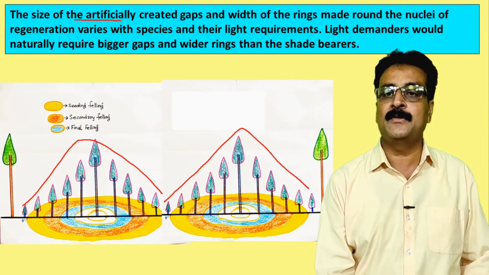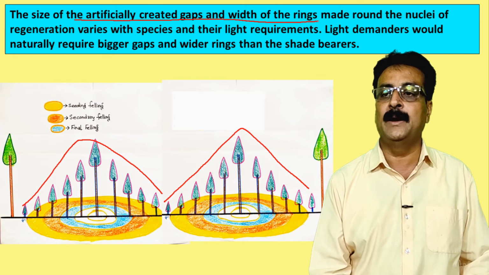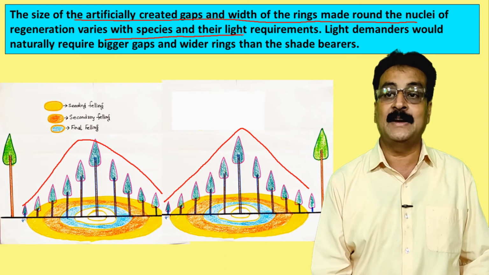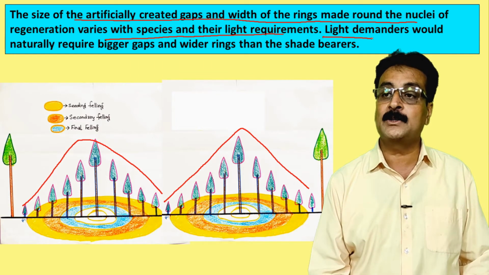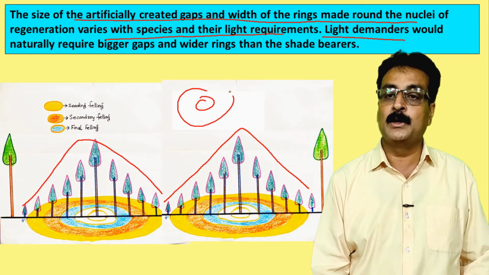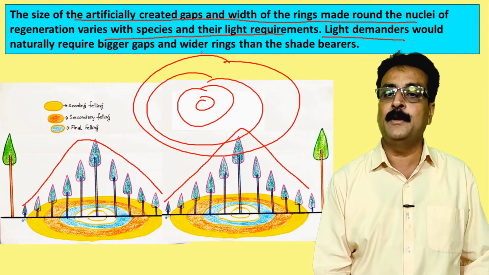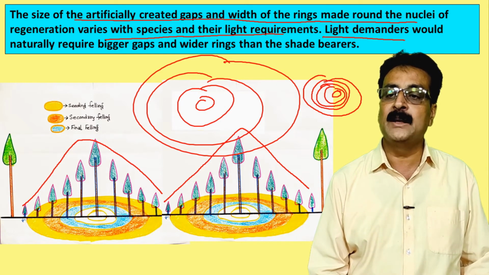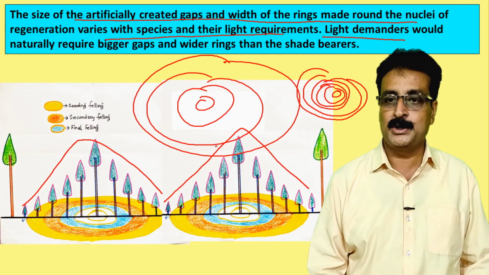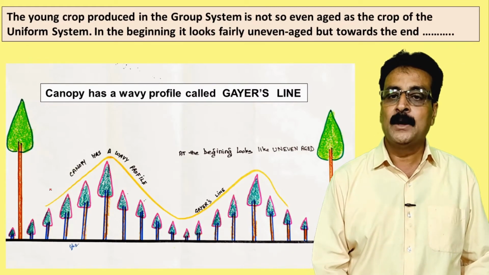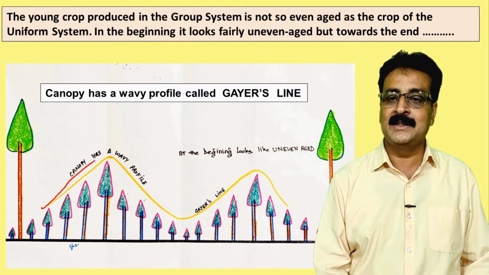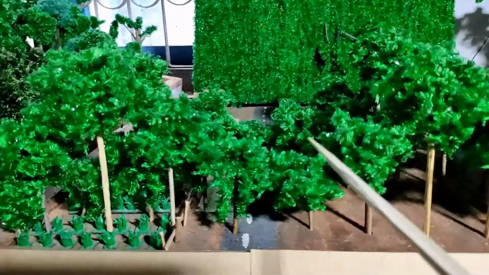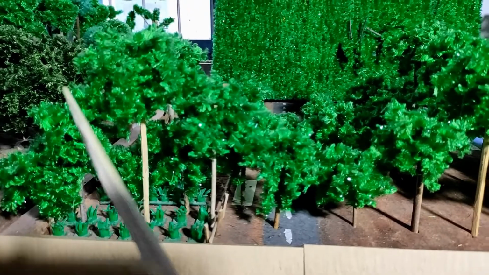The size of the artificially created gaps and the width of the ring made around them, the nuclei of regeneration, varies with the species and the light requirement. If it is a light demander species, the gaps and rings will widen very fast, and if it is a shade bearer, the rings will go very slowly and will merge very late. So the canopy has a wavy profile. You can see they have a wavy profile. This is called Gayer's line. So you can see at the beginning it looks like an uneven edge.